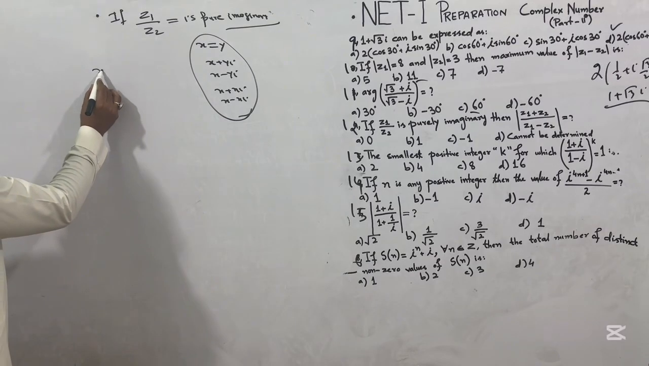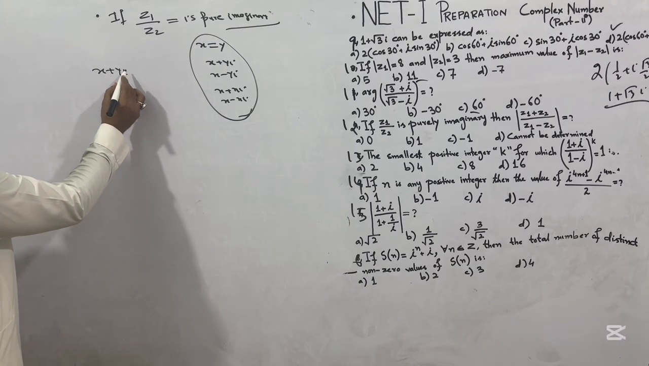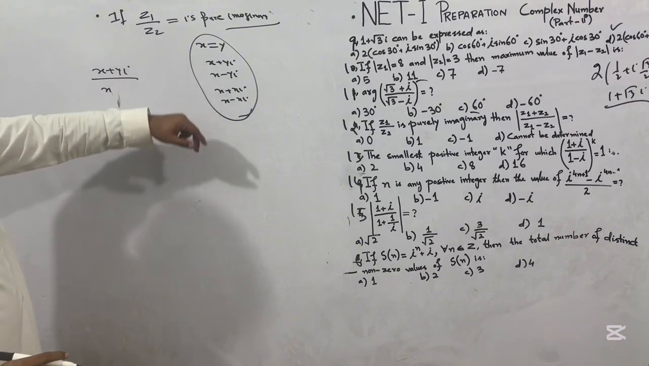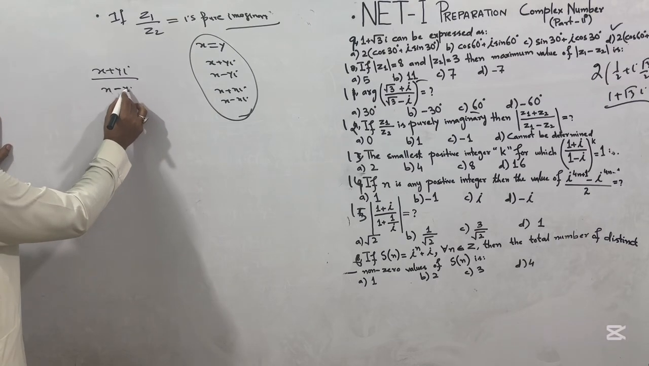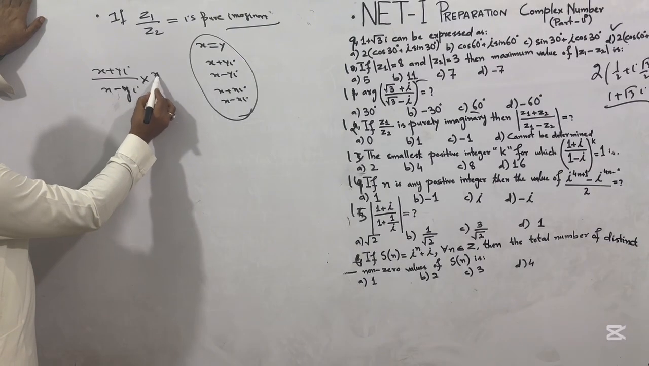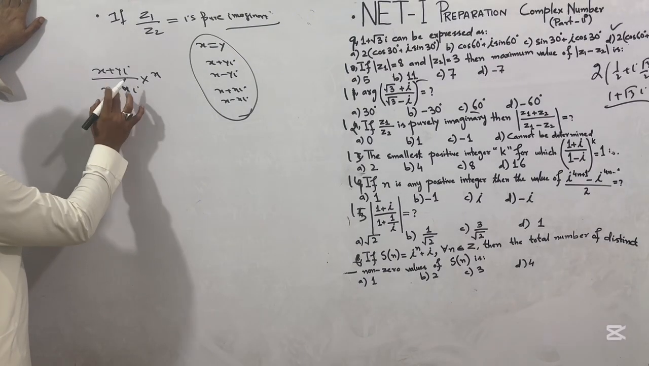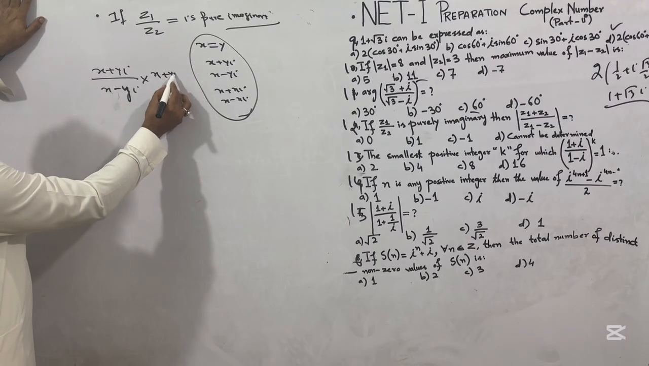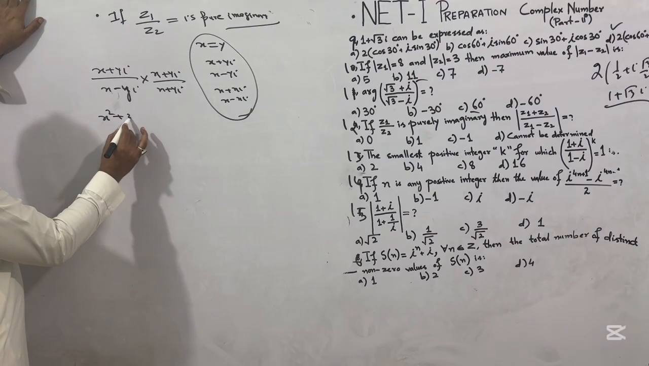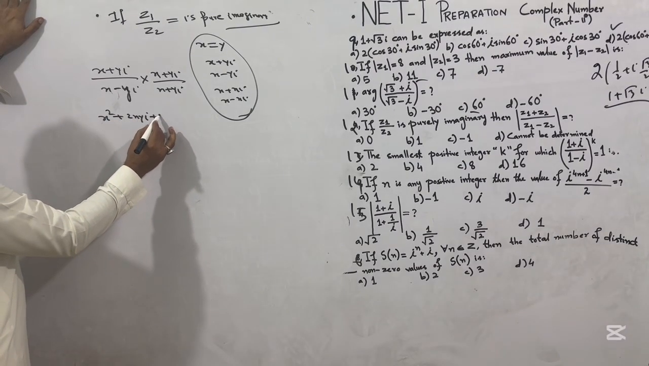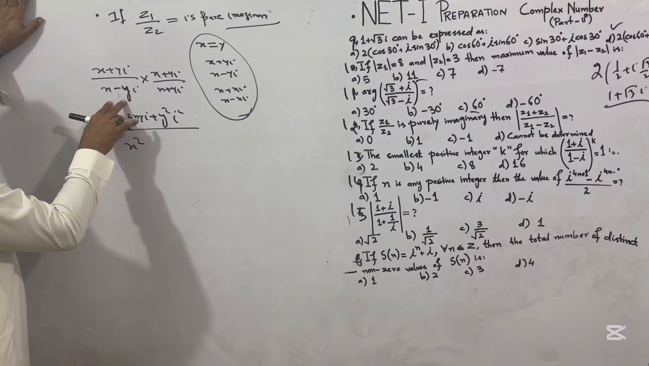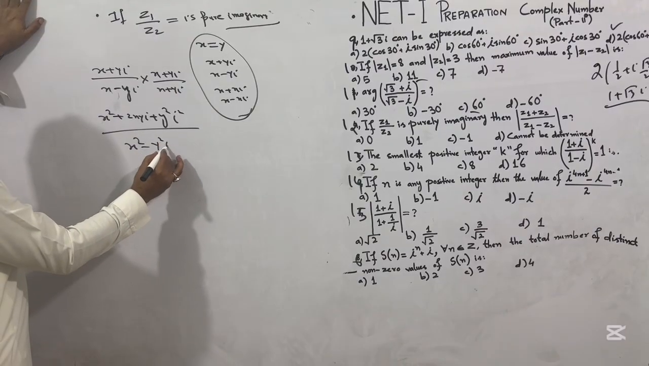Let's prove it. Suppose x plus y iota divided by, according to conjugate, x minus y iota. Rationalize. Whenever iota is present in the denominator, rationalize with its conjugate. Conjugate means change the symbol of the imaginary part. We have x plus y iota divided by x plus y iota. Whole square formula: x square plus 2xy iota plus y square iota square, divided by the difference of two squares, a minus b, a plus b, that's a square minus b square.